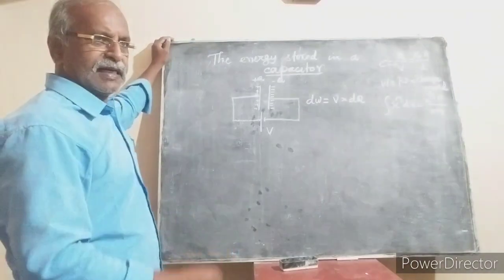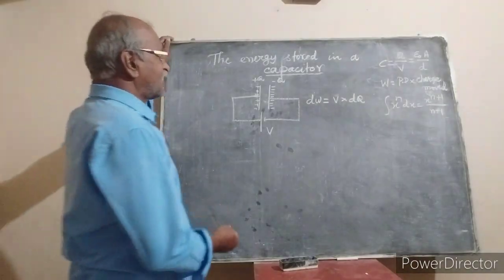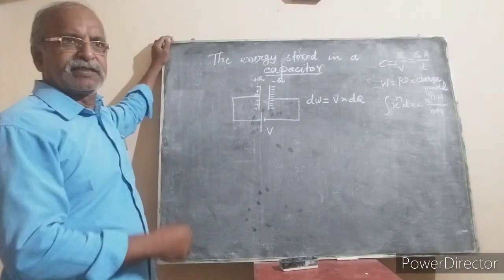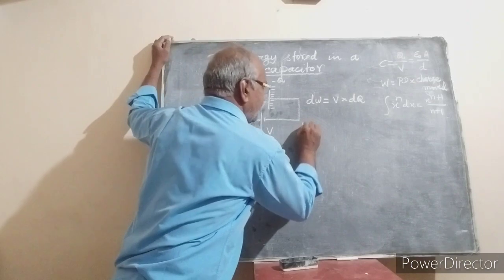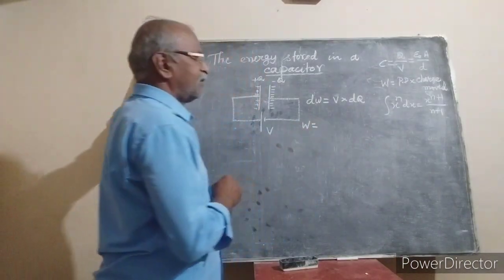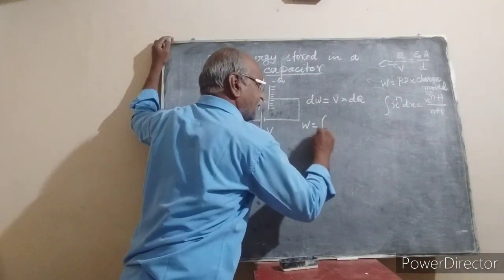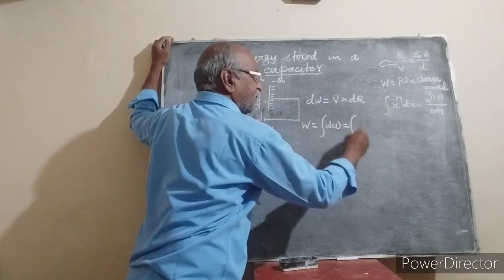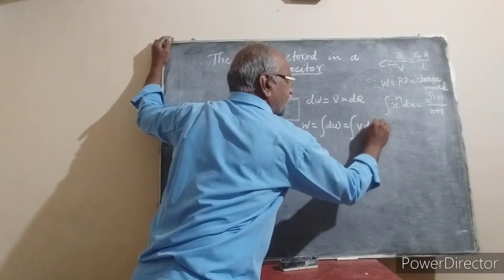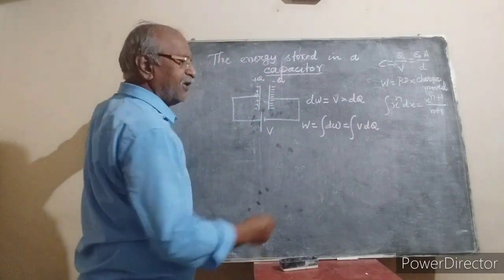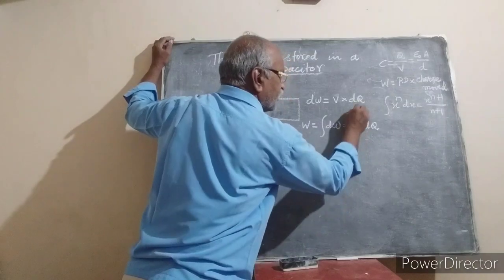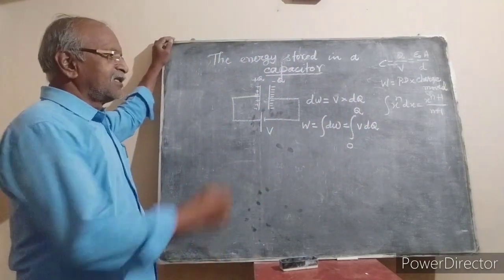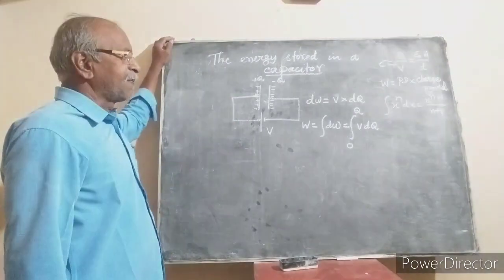What is the total work done in moving a charge of minus q from this plate to this plate from zero charge? So the total work done W will be, it is done by integral dW equal to integral V dq. Here the variable is q, which varies from 0 to q, lower limit and upper limit. So this is a definite integral.